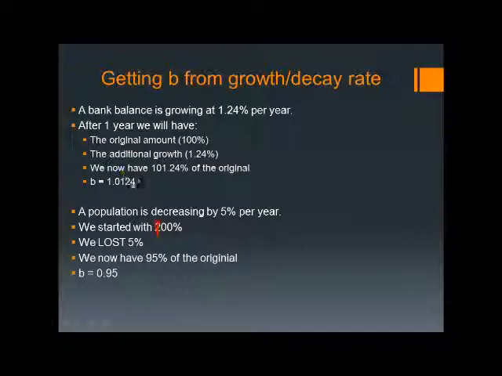When it's growth, that number will be bigger than 1 because we will have over 100%. That's why it works the way it does. If we have a decay and we lose something, the base will be less than 1 because we will have less than 100%.